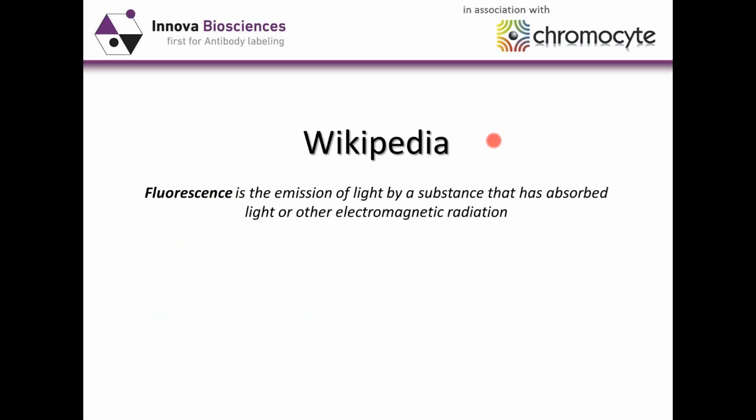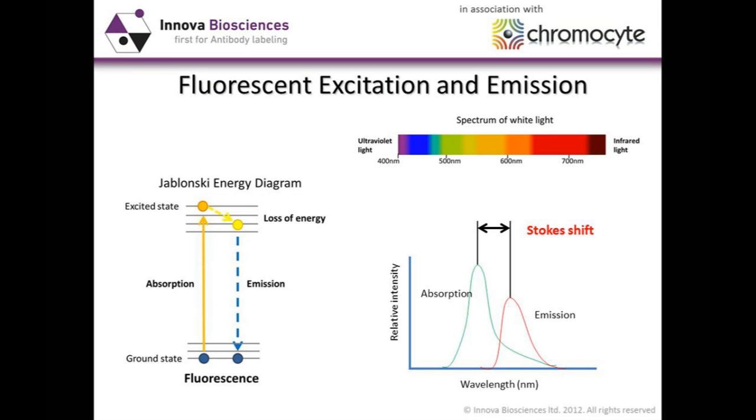So again, I think it's useful to define fluorescence, and it's the emission of light by a substance that has absorbed light or other electromagnetic radiation. Although today we're focusing on basically antibody-related techniques, there are a number of different fluorescent molecules which allow you to interrogate different aspects of cellular function. But it's worth just highlighting what fluorescence is in a very stylized way.